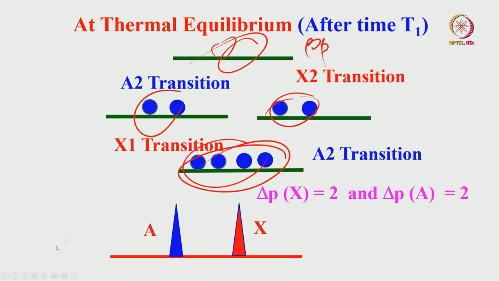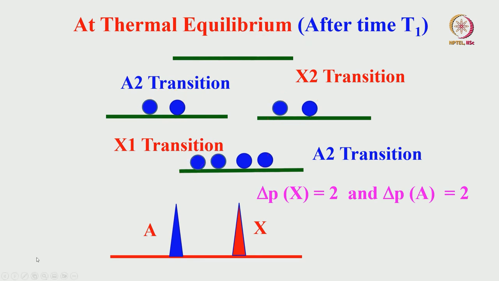Now, let us calculate the intensity of both the peaks for A and X. A2 transition, 2 minus 0, intensity is 2. Here, A1 transition, 4 minus 2, 2. X2, 2 minus 0, 2. X1, 4 minus 2 is 2. Exactly, now each X transition, 2 transitions of X, 2 transitions of A, both of them are equal intensity.